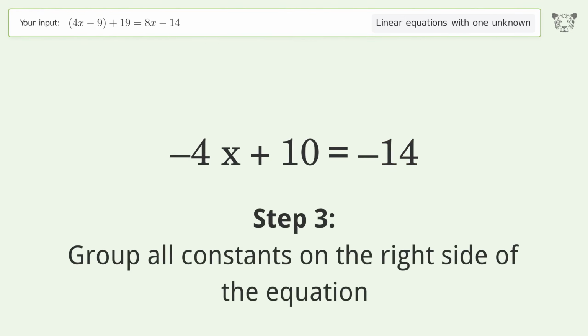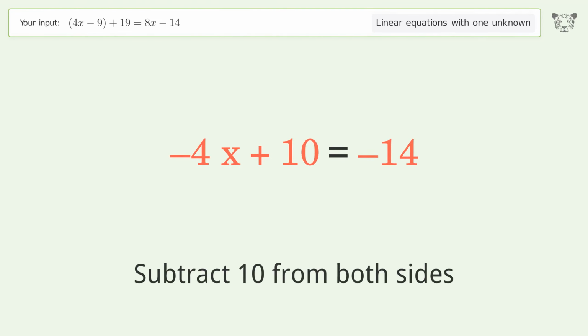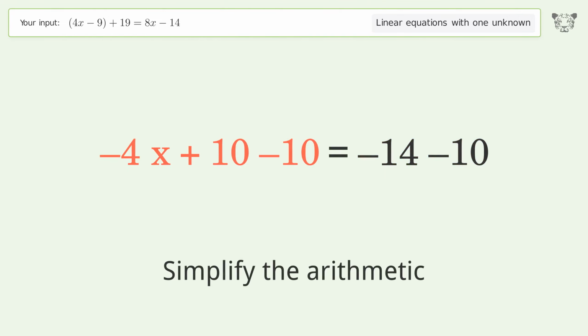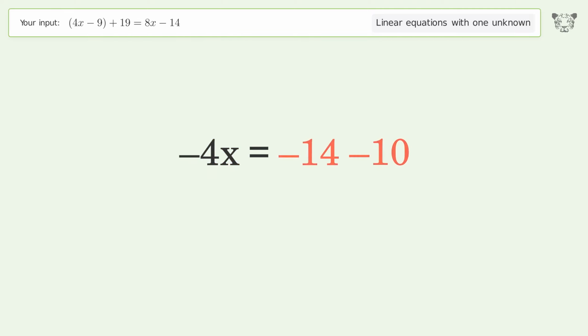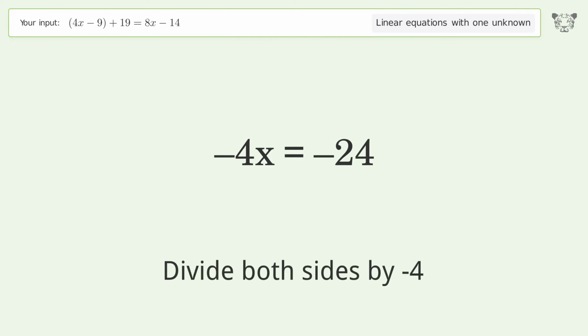Group all constants on the right side of the equation. Subtract 10 from both sides. Simplify the arithmetic. Isolate the x. Divide both sides by -4.